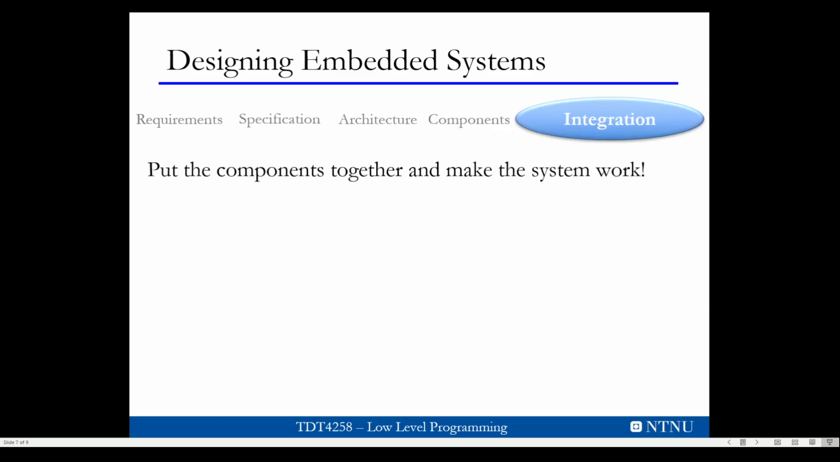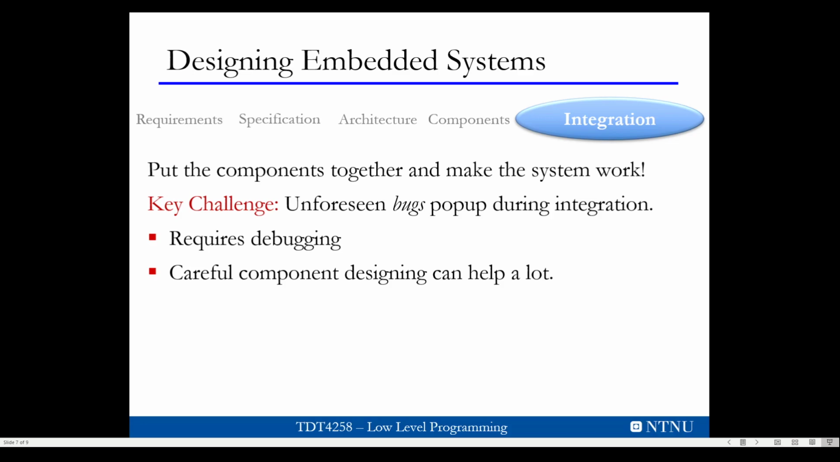Finally, the integration, just put all the components together and make the whole system work. The key challenge at this step is to find the bugs and get rid of them. Generally, throughout the design process, some unforeseen bugs creep into the system. So at this step, we need to do some debugging. Though careful component design and architecture design all help in not having bugs in the system to begin with, all the systems generally require some amount of debugging at the integration stage.